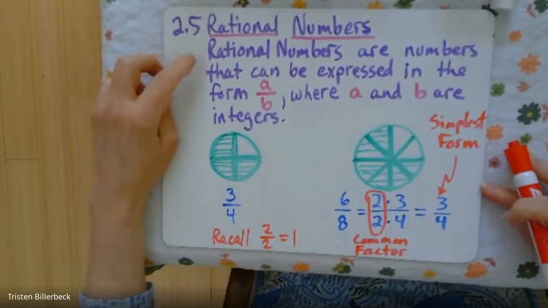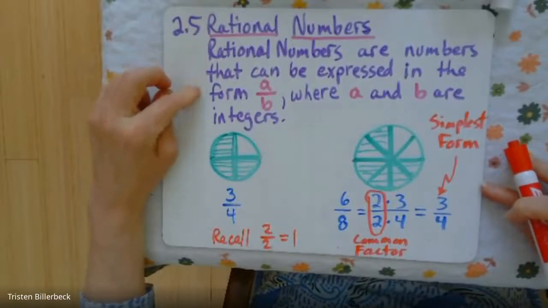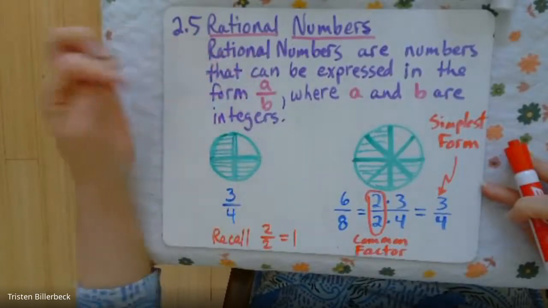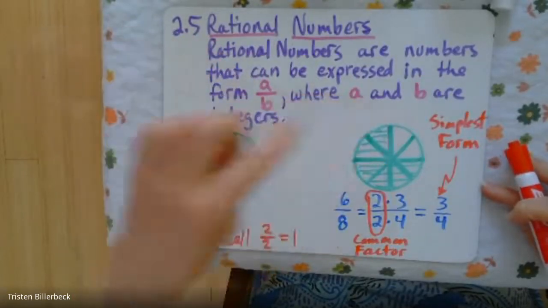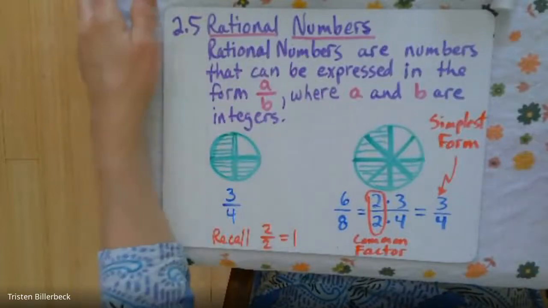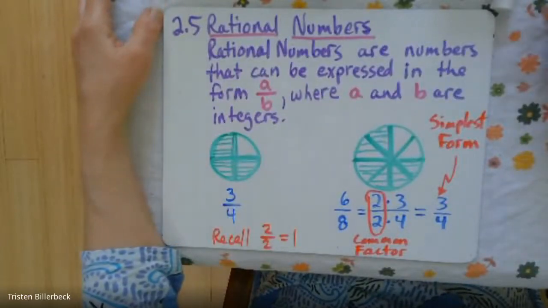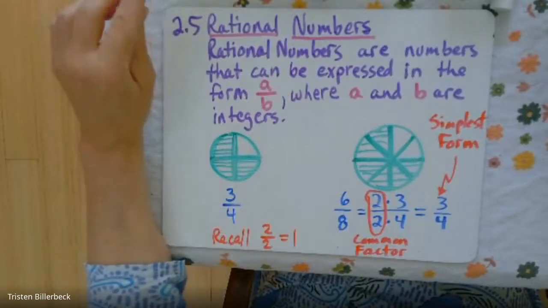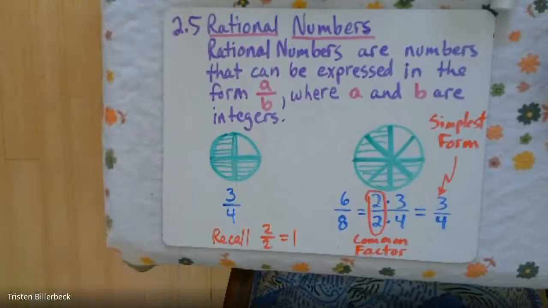This is Ms. Billerbeck, and we're going to talk about section 2.5, rational numbers. The rational numbers are numbers that can be expressed in the form of A over B, or A divided by B, where A and B are integers. If you remember, integers are numbers like -4, -3, -2, -1, 0, 1, 2, 3, 4, etc., going on to positive infinity and negative infinity.